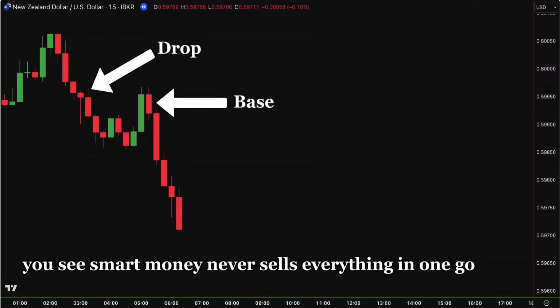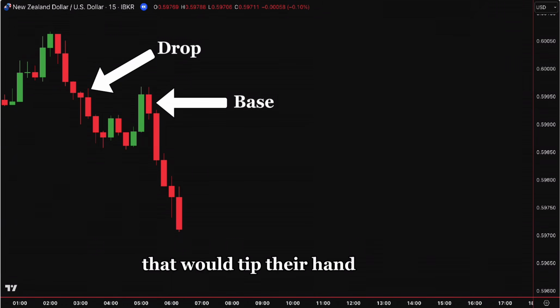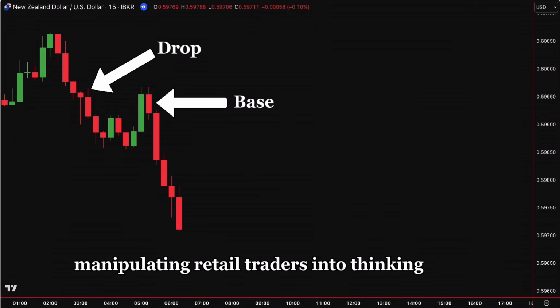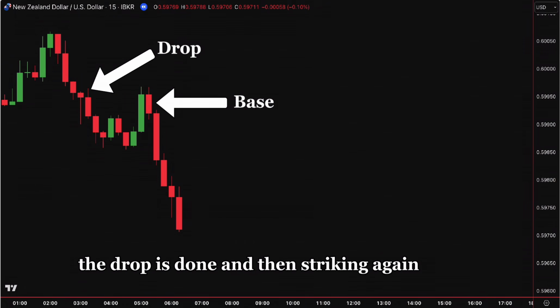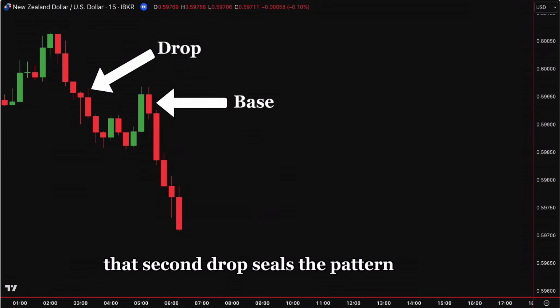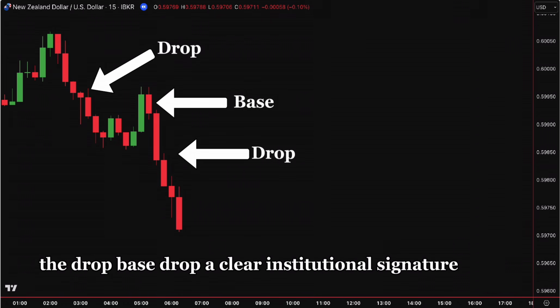You see, smart money never sells everything in one go. That would tip their hand. Instead, they sell in waves, allowing liquidity to build, manipulating retail traders into thinking the drop is done, and then striking again. That second drop seals the pattern, the drop-base drop, a clear institutional signature.